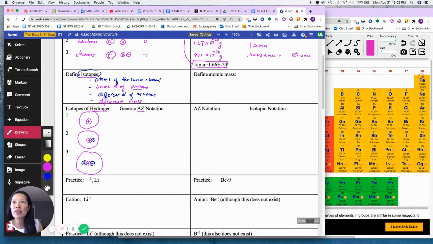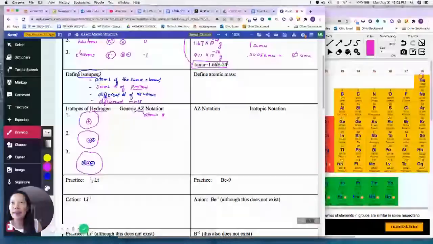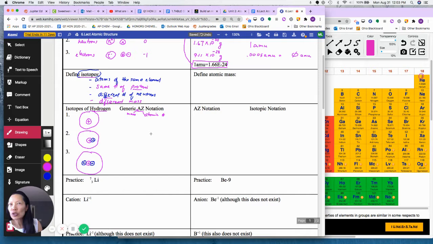The first one is called the AZ notation. In this notation, Z stands for the atomic number, or the number of protons. And the A stands for the mass. And it looks like this. So you put the element symbol in the middle. Let's say it's hydrogen for this one. Then you put the A on top, left-hand corner, and then the Z on the bottom left-hand corner.